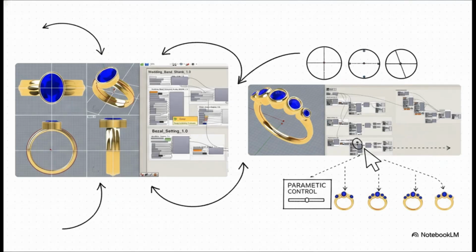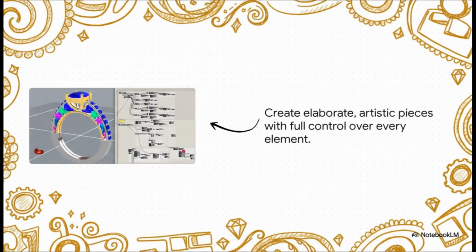So on the left, you've got this clean, classic bezel set ring. And on the right, a much more complex 5-stone band. But here's the thing, both were built using that same component-based logic. The beautiful part is that for that 5-stone ring, a designer could just decide, you know what, let's try 7 stones, or change their spacing or their size, and the entire ring would just rebuild itself to match. It's incredible.